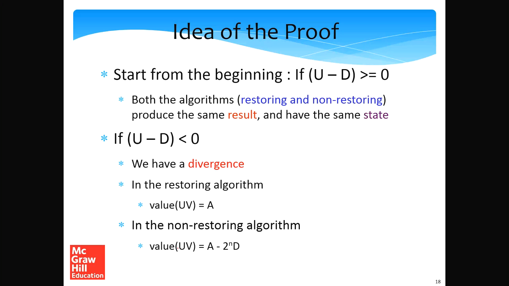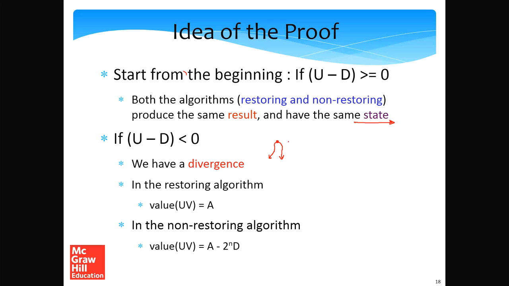Alright, so now let me give a very brief idea of the proof, but the detailed proof is there in the book. The proof is slightly involved, so it is kind of difficult to explain via a presentation, but let me nevertheless try. Let's assume that U minus D at some point is greater than or equal to 0. Both the algorithms, restoring and non-restoring, will produce the same result and we'll have the same state, right? Now assume that U minus D is less than 0.